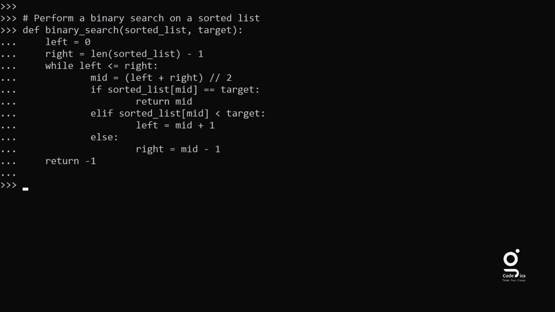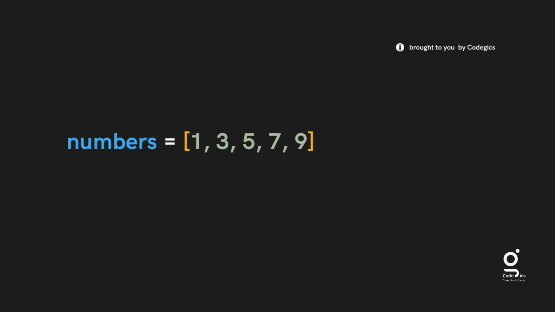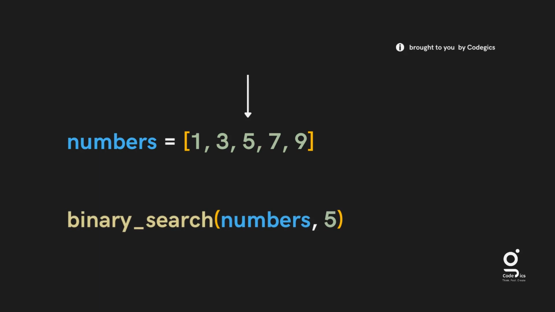Let's see this in action. If we have a sorted list numbers equals [1, 3, 5, 7, 9] and we want to find the index of the value 5, we can call binary_search(numbers, 5) and get 2 as the result.